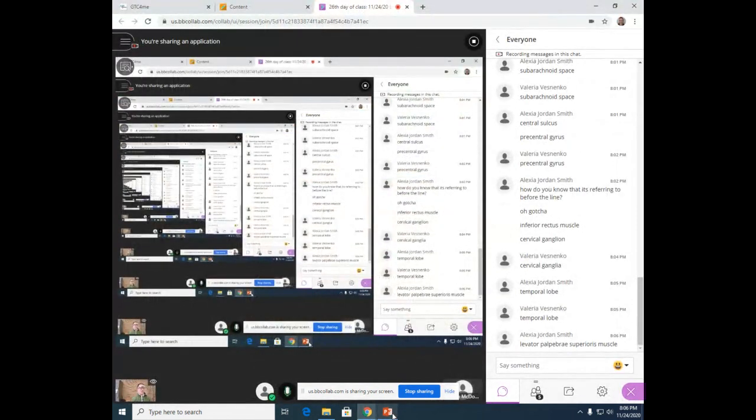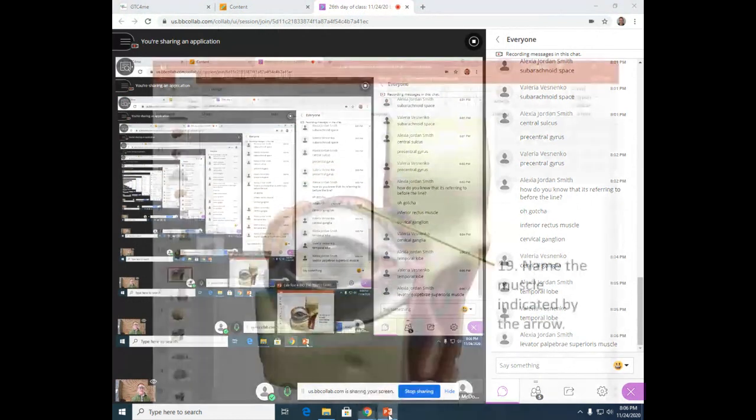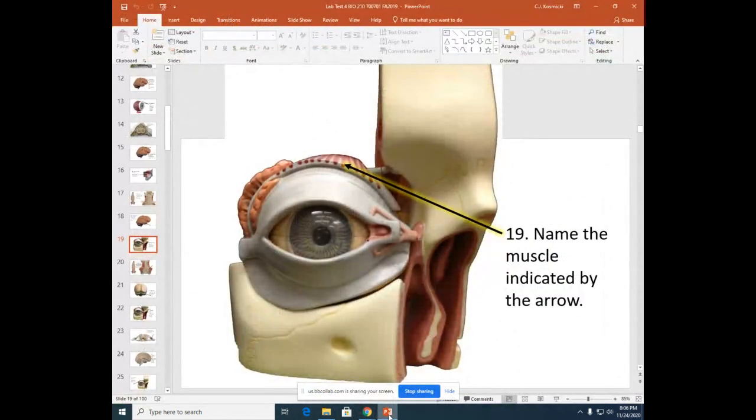What do we got? Levator palpebrae superioris. Yep, very good. On this one, is it also M dot for muscle? Yes, that's for all of them. M dot. And if it's a blood vessel, which there aren't any that you have to identify, it would be A dot or V dot. That'll carry over into 211, by the way. So you don't have to write out artery or vein. It would be A dot, V dot. But the same rule applies here. If you want to do M dot, do it.